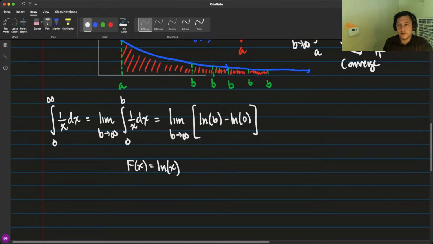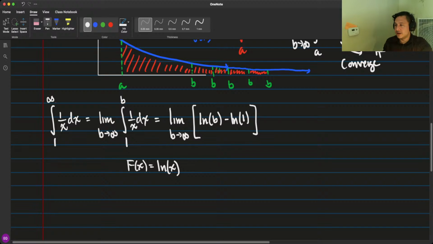Oh, okay, let's change this problem. Why do I not want 0 there? What's bad with taking the natural log of 0? Yeah, it doesn't exist. So let's change the bottom integral to 1. That way we can have natural log of 1.